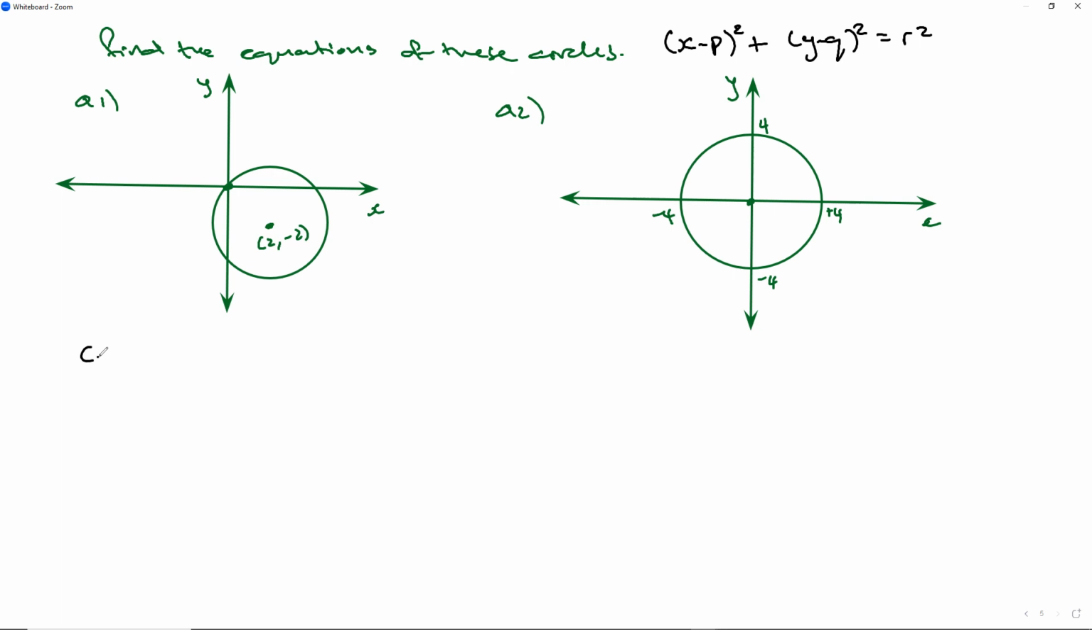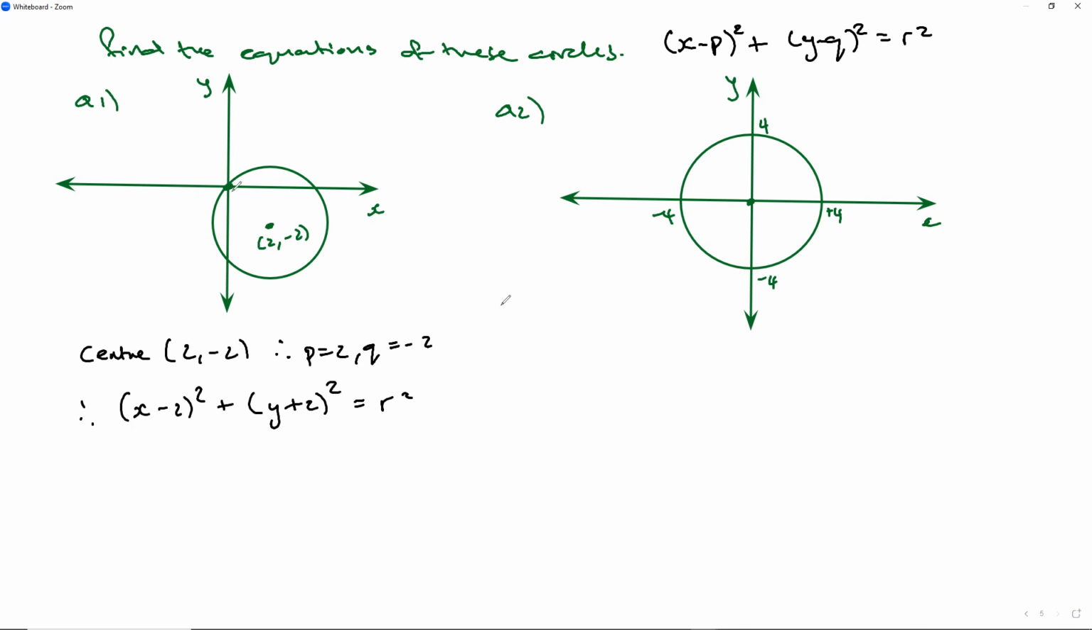And here we can see that the center is given by (2, -2). So therefore we know that p will equal 2 and q will equal -2. And so if I put that into the equation, it's going to be the opposite of p, which is (x - 2)², plus (y - (-2)) is (y + 2)², and it's equal to my radius squared. Now all I need to do is find my radius for this.